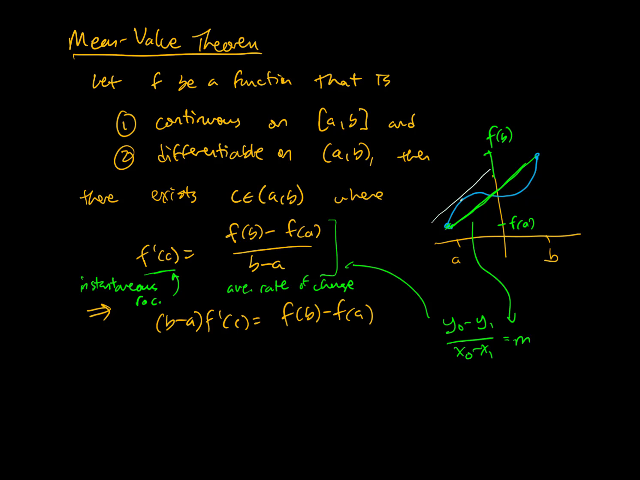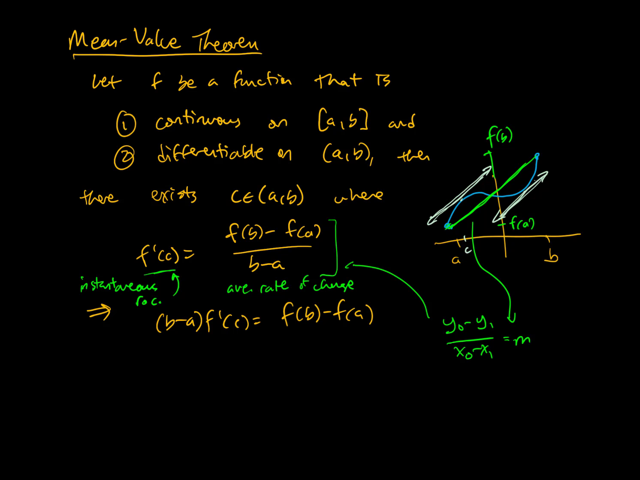If I take the tangent line, the slope of the tangent line is equal to the slope of the secant line from a to b. So in other words, at that point c, the instantaneous rate of change equals the average rate of change. And actually I think I have another one over here somewhere where I have these tangent lines that run parallel to the secant line. That's what the mean value theorem says.